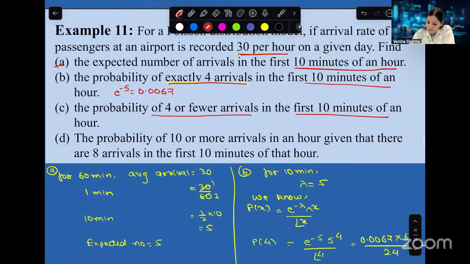Next. Okay. Important. The probability of 10 or more. That means I want to find x greater than or equal to 10. Given that, now there is a condition. What is given? That already I want to find for 1 hour. So lambda would have been calculated for 1 hour. But the question did not end there.